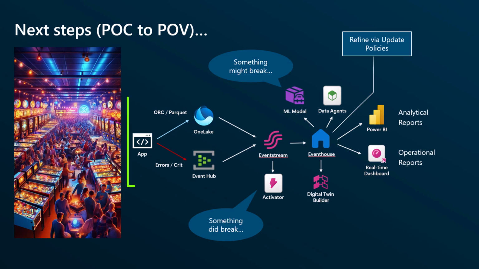I would use a Lambda architecture, as mentioned earlier, to split the data into a hot and cold path because the machine is generating hundreds or even thousands of events per minute. Critical data can be sent on the hot path to the event hub, while aggregated data at the end of each game can be compressed into an ORC or Parquet file and saved as a blob in OneLake. In either case, an event stream is triggered to process the data.